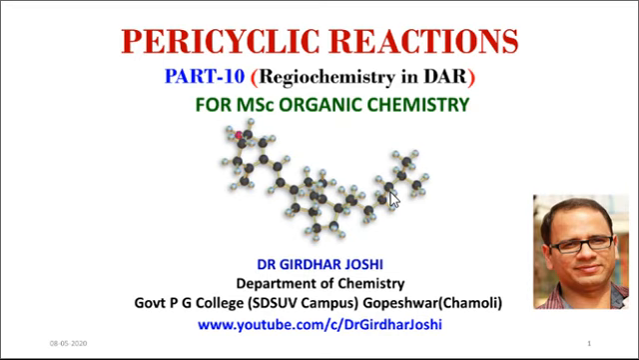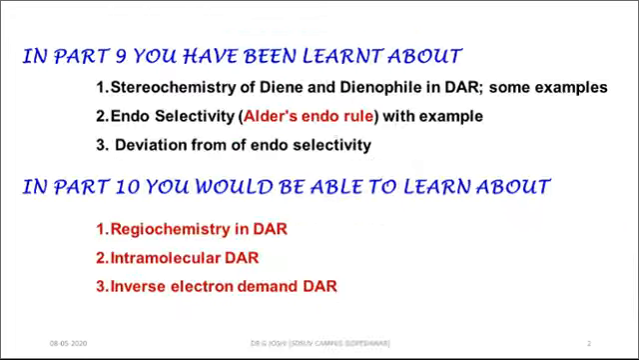We'll now discuss the pericyclic reaction part 10. Probably this would be the last session for Diels-Alder reaction. So far up to part 9, we have discussed the stereochemistry of diene and dienophile in Diels-Alder reaction with some examples. We have also discussed the Alder's endo rule for endoselectivity, taking some examples of Diels-Alder reaction.